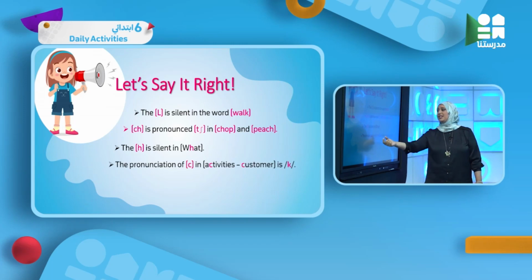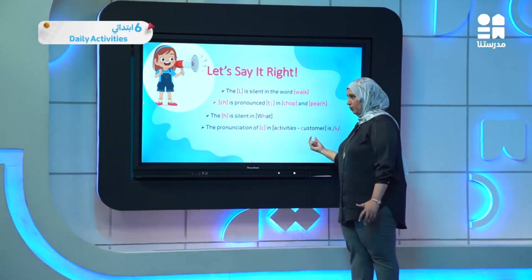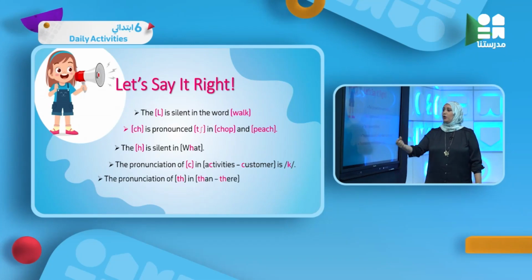The pronunciation of C in activities and customer is ك. السي هنا بننطقها ك لما بقول activities أو customer. The pronunciation of th in than and there. لما بقول than بطلع لساني بره. Than, there.